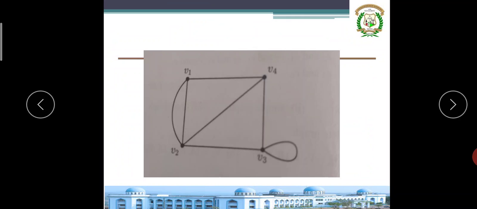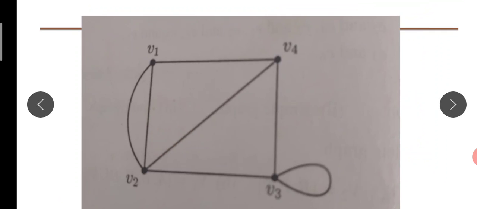Can you calculate the vertex degree? I'll give you 2 seconds. Calculate the vertex degree and write it on a paper, and later we can verify it. Time's up. Yes, all of you have taken. Okay.